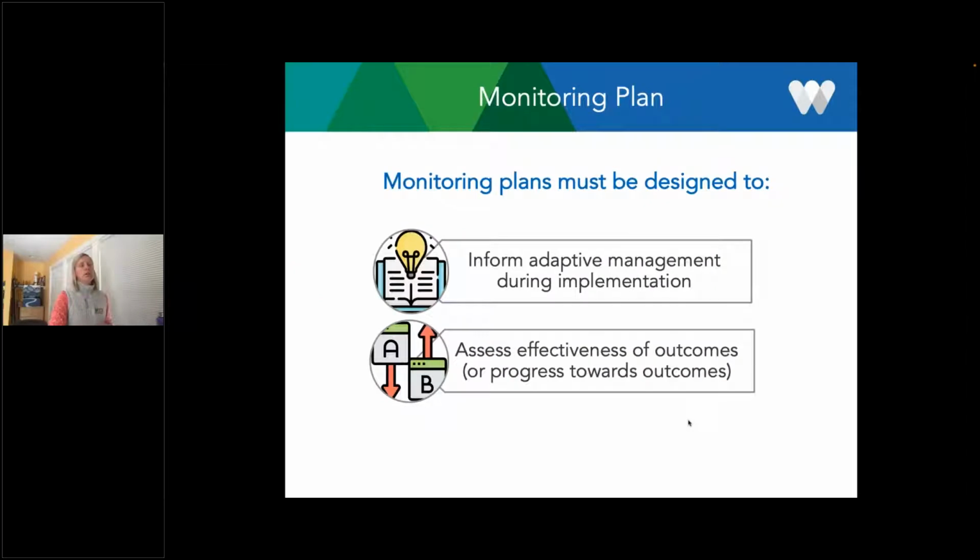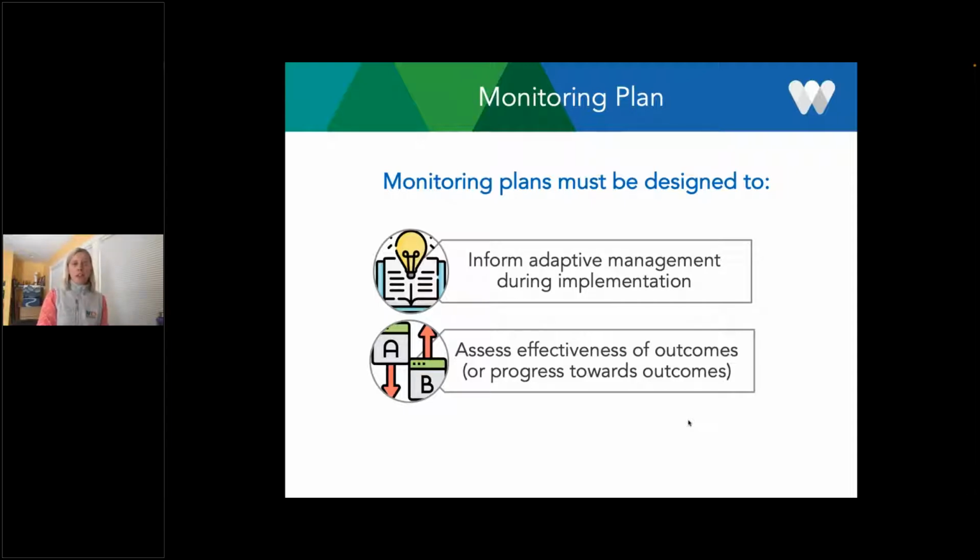Within our applications, we are looking for monitoring plans that are not just collecting data for the sake of collecting data, but that are specifically designed to help inform adaptive management of projects during the course of their implementation, and to ultimately assess the effectiveness of those actions at achieving longer-term adaptation outcomes. Obviously, during a 3-year project, we're not necessarily able to get at those longer-term outcomes. So we're looking to see how applicants describe their monitoring and evaluation plans in terms of at least measuring some interim or near-term progress towards those longer-term outcomes.